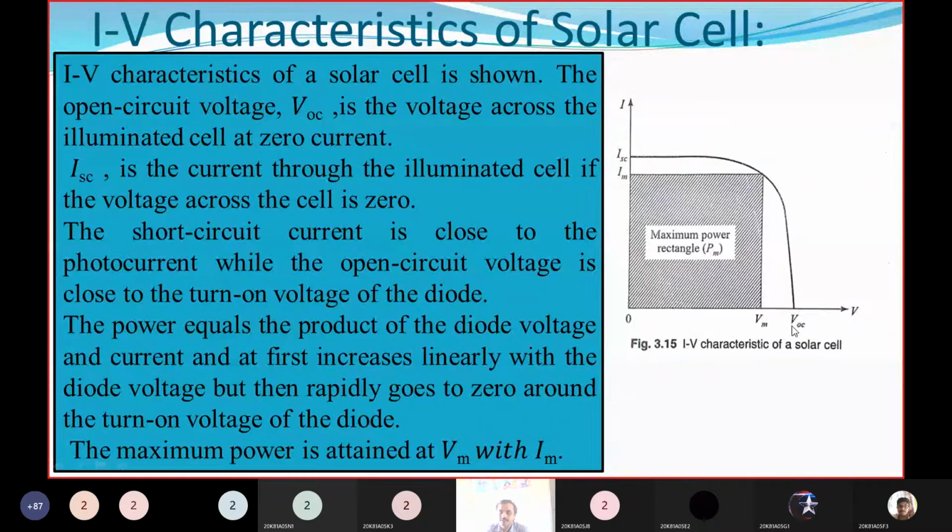Similarly, if you take VOC, I already explained how to calculate the ISC and VOC. VOC is nothing but this: no current is passing through the diode. If there is no current passing through the solar cell, the voltage is called the maximum voltage. That voltage we will call the open circuit voltage.